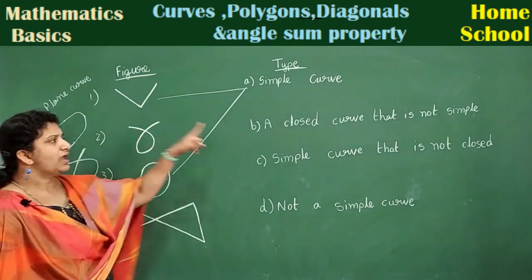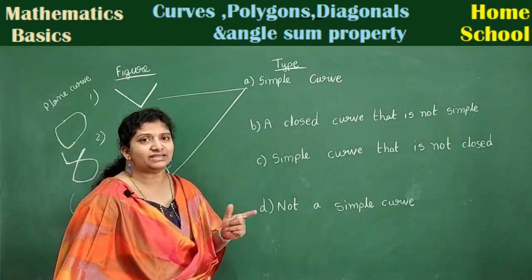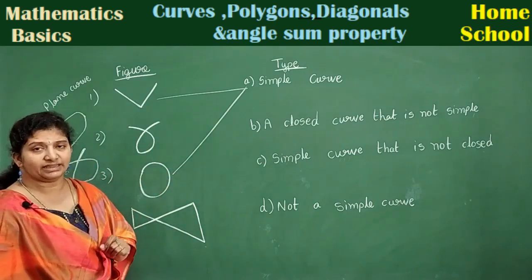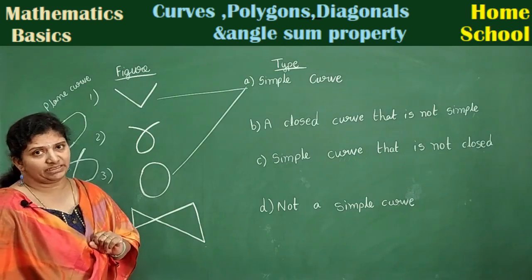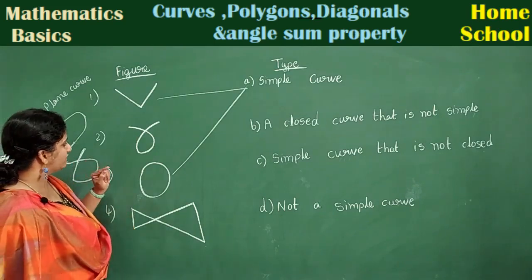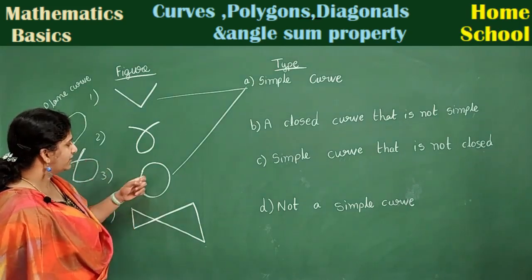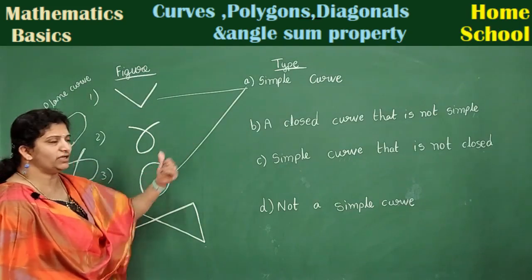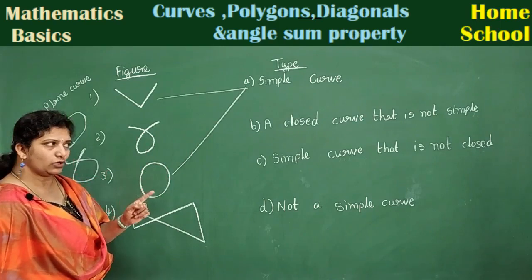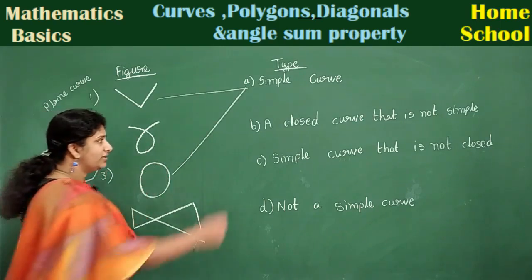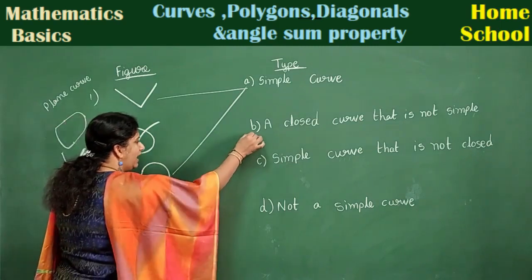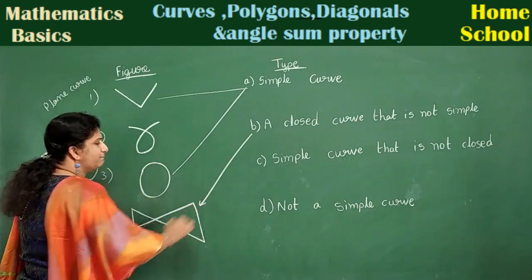And next, a closed curve that is not simple. Where is a closed curve you can see, other than this? This is a simple closed curve, so you won't get this statement for this. A closed curve that is not simple. Look here. This is a closed curve and it is not simple.